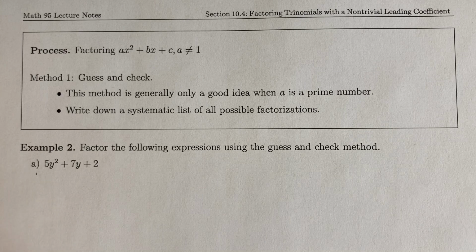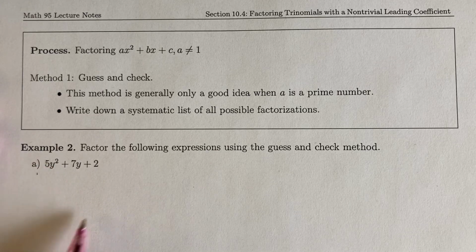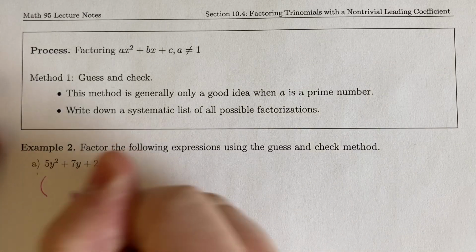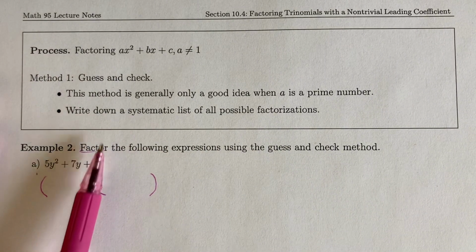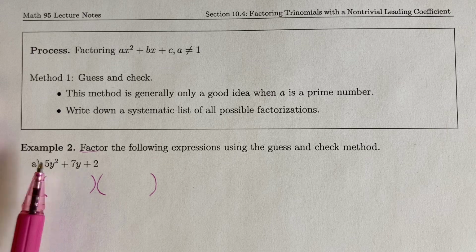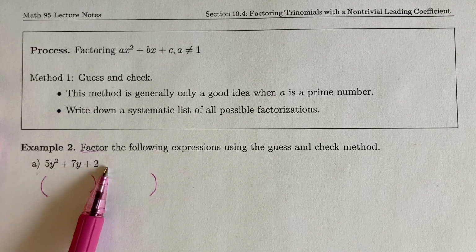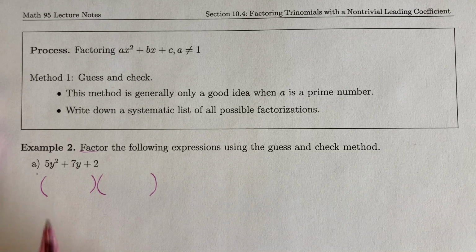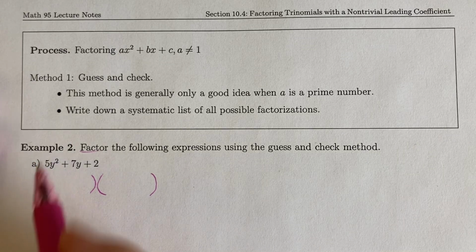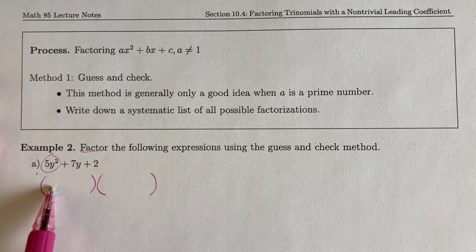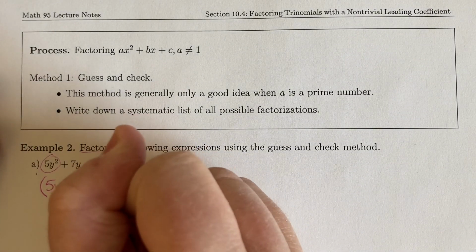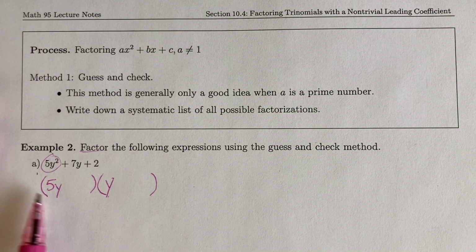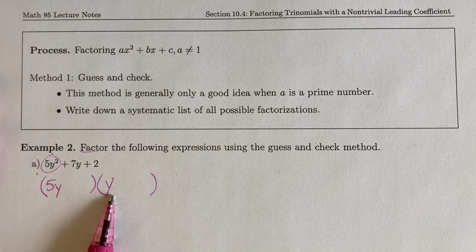So let's try it. If we're going to undo FOIL, let's first write parentheses, right? Factor means typically write with parentheses. We should still check if there's a GCF, but no, nothing divides 5, 7, and 2. There's no variables that all three terms have. So we need to figure out some way to multiply to 5y squared from the first two. Because 5 is prime, there's only one option. I know it's 5y times y to make 5y squared.